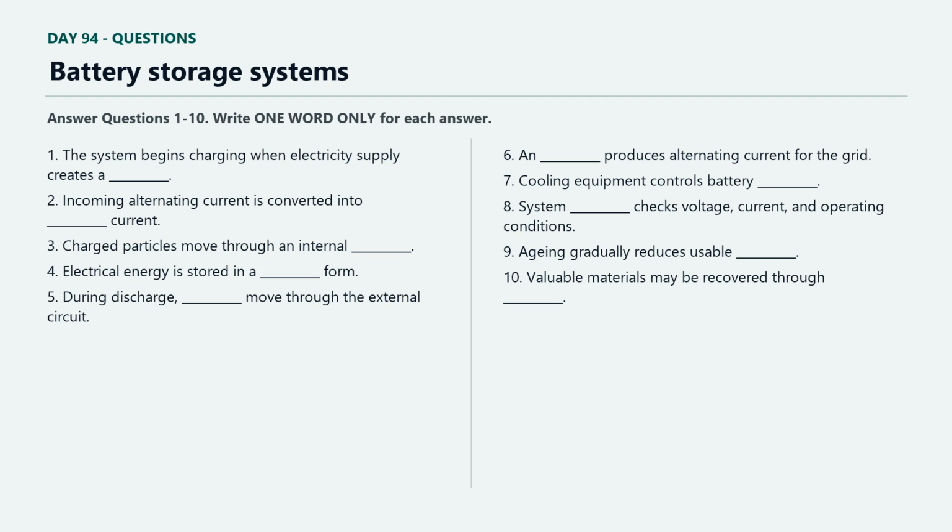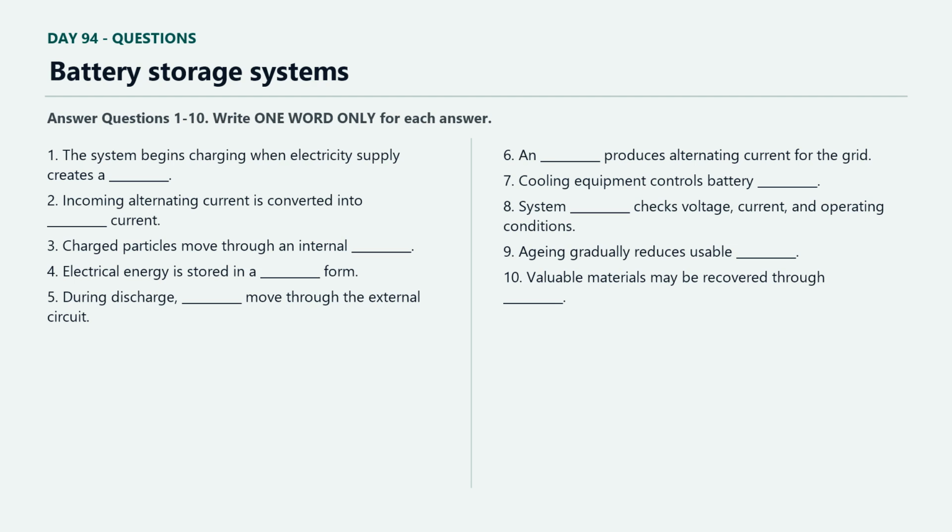We can now look inside a cell. Each cell contains two electrodes separated physically but connected by an ion-conducting medium. During charging, charged particles move between the electrodes through the electrolyte. A separator prevents the electrodes from touching while allowing this internal movement.